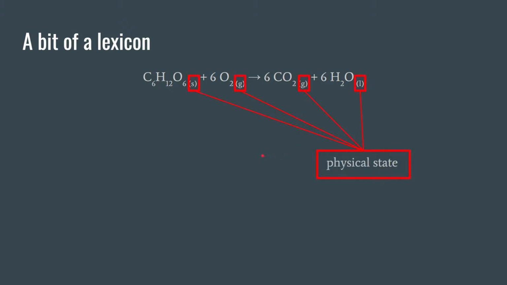The things in parentheses represent the physical states of the compounds. Sometimes this is very important, sometimes it is less important. I usually try to remember to include those when I'm being careful. Sometimes I leave them off because, like I said, it doesn't always matter. Sometimes it does matter a heck of a lot, sometimes it doesn't. So S means solid, G means gas, and L means liquid. Later on, we'll encounter AQ, which means aqueous, which means dissolved in water.